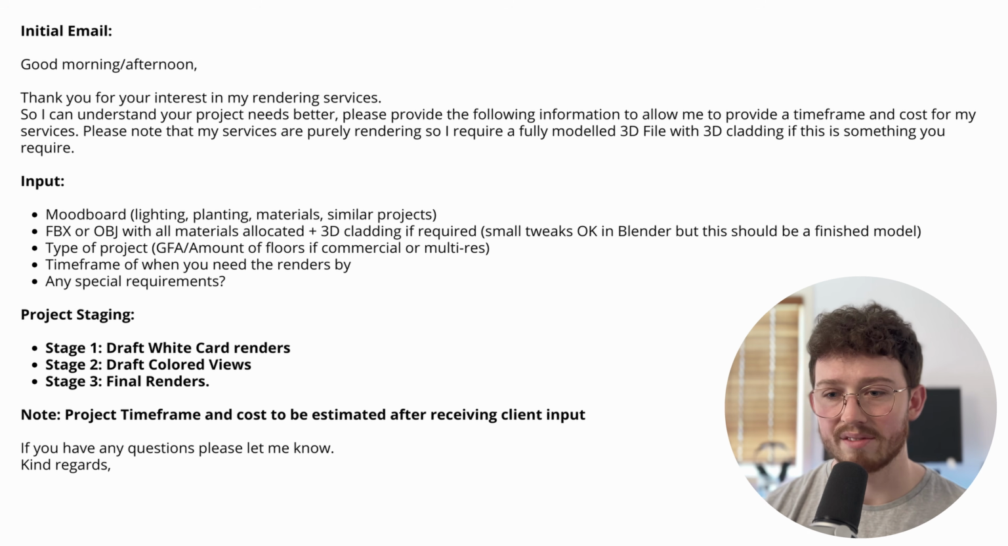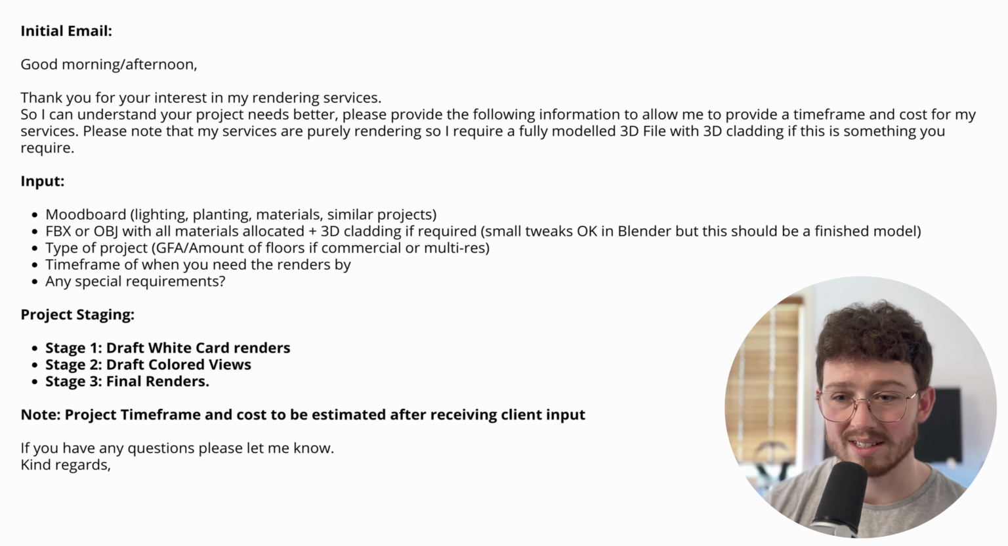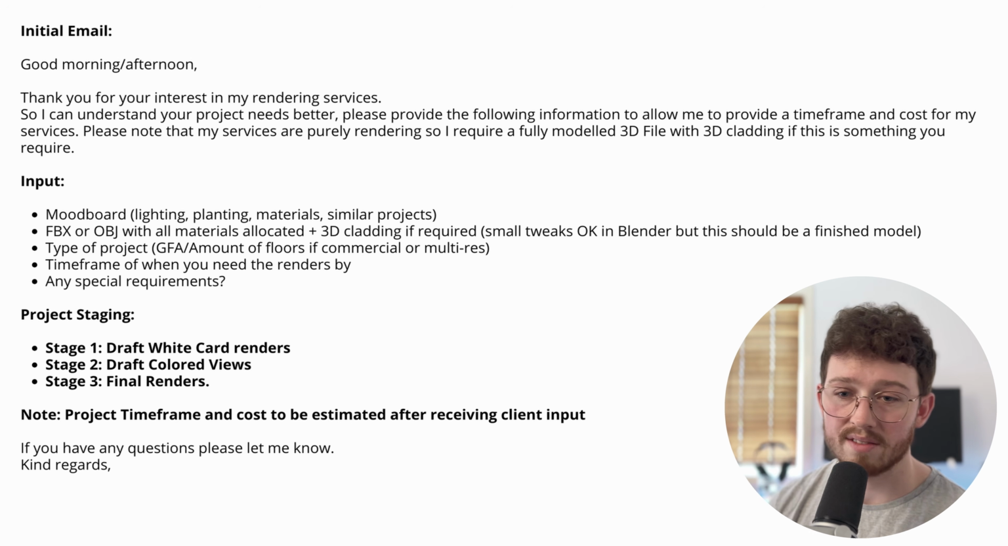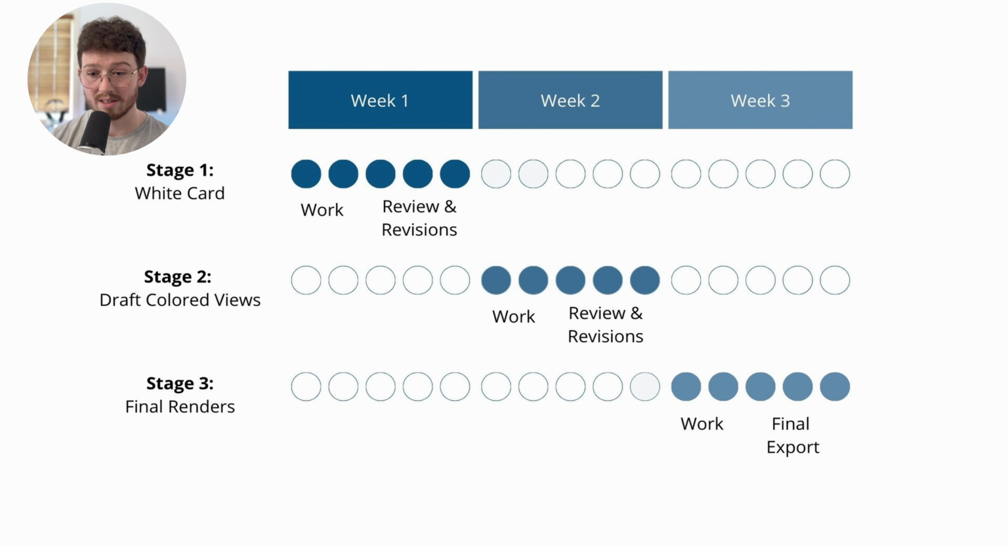Now, everyone will have different time frames for a project, but it can really help to look at the phases of an Archviz job to understand how much time may go into each stage so that you can plan your time more effectively. The phases of a project for me would look like this. We've got stage 1, which is draft white card renders, which is approximately 1 week. Stage 2 is draft colored views, which is 1 week. And then stage 3, which is the final renders, which is also a week. So let's jump into what each of these stages are actually comprised of.